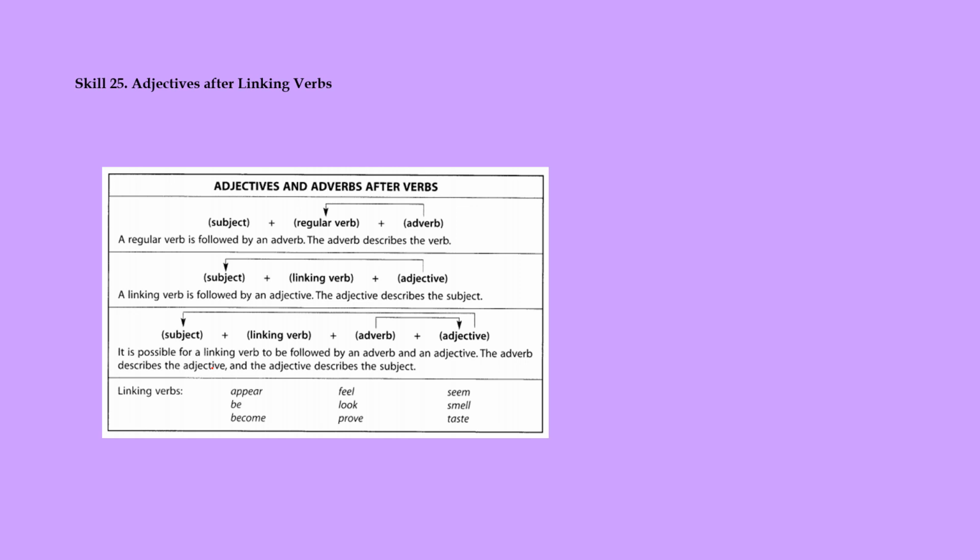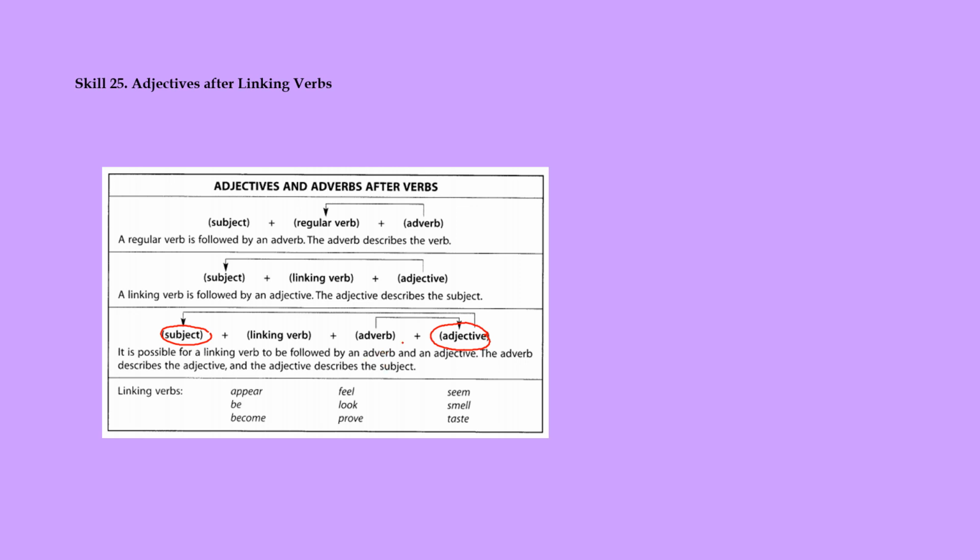Then it is possible for a linking verb to be followed by an adverb and an adjective. The adverb describes the adjective and the adjective describes the subject. Have a look at the formula: subject plus linking verb plus adverb plus adjective. After the linking verb, we can find an adjective. In this position, this adjective describes the subject, and then this adjective is described by an adverb.